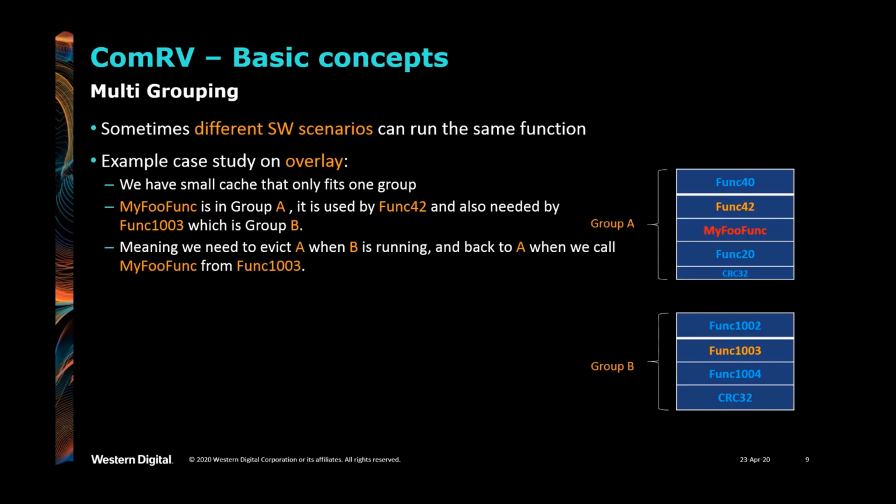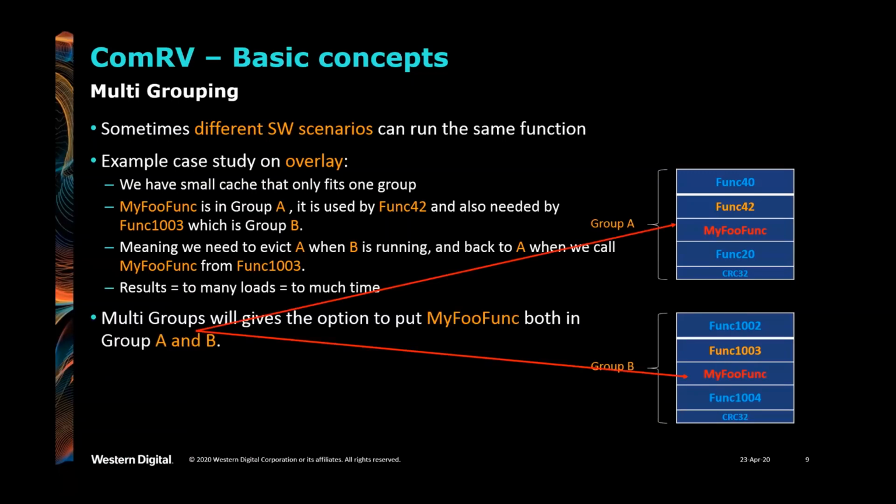This means we need to evict A when B is running, and go back to A when we call my foo function for function 1003. This means a lot of flipping between paging, right? Between groups. A lot of flipping, which means it's going to take a lot of time. So multi-groups will give us the option to put my foo function both in group A and in group B. And therefore, we don't need to flip between them on different scenarios.